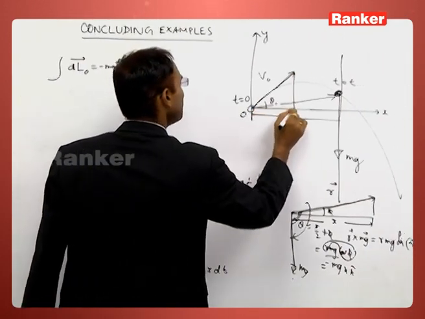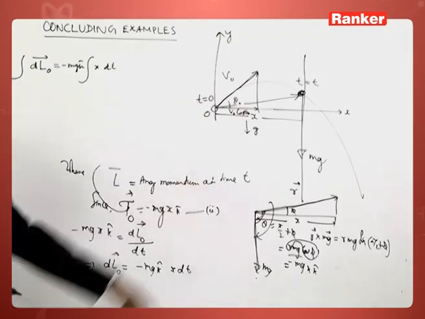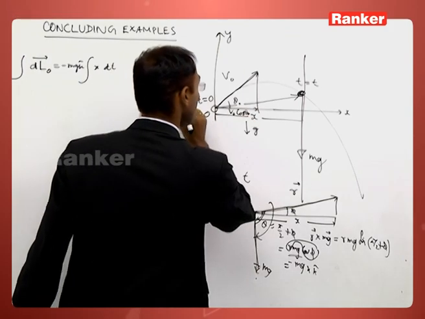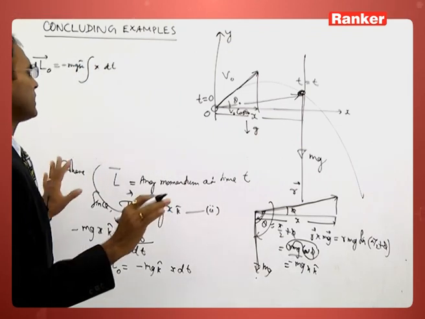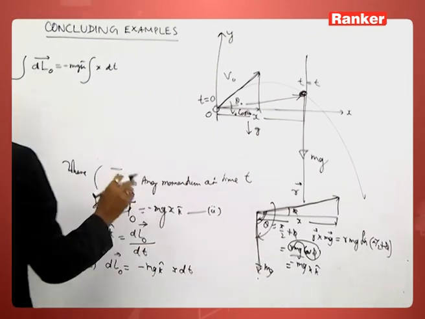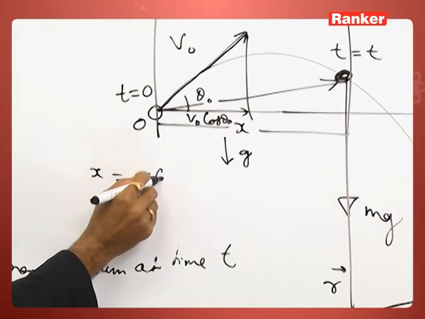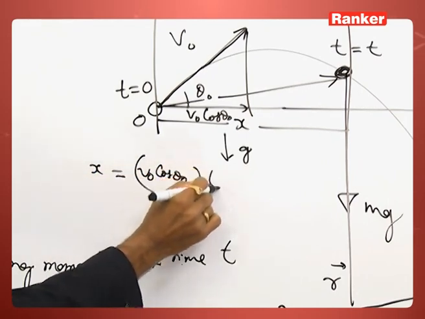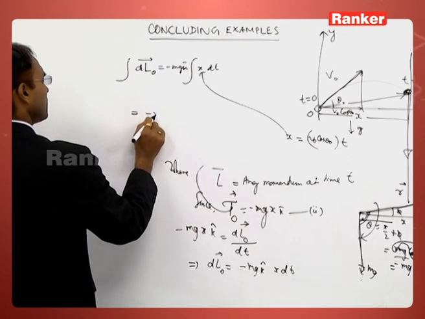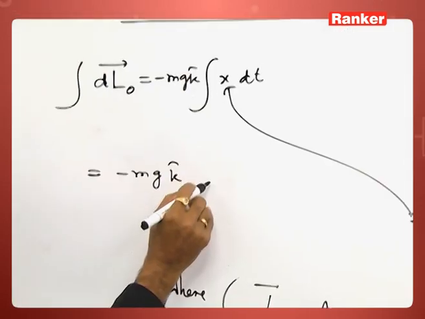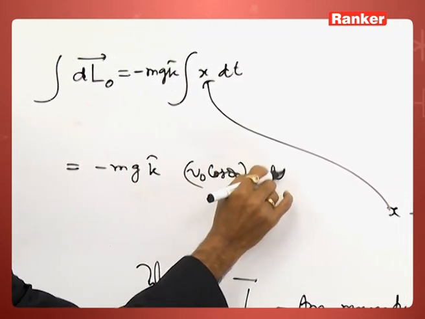We know that the horizontal component of the velocity of this particle remains conserved, because there is no force acting along the horizontal direction, assuming no air resistance or any viscous force. Therefore, x is equal to v naught cos theta naught into t. Substitute here. This will give us minus mg k cap v naught cos theta naught into t dt.